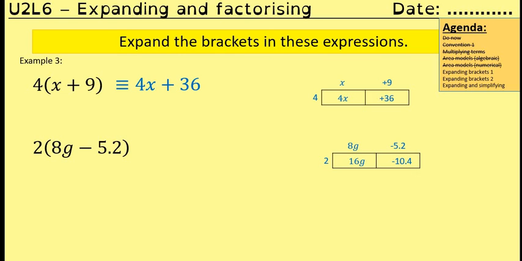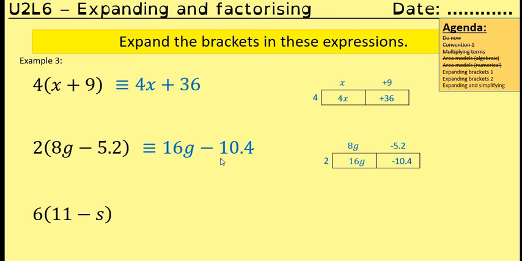Right, so negative 10.2. So positive times by negative makes a negative. And that's why it's so important to put what your symbol is. And you will be multiplying some really complicated bracketed expressions soon, so please make sure you've got your positive or negative symbol there. Okay, so the answer to this one was 16g take away 10.4.